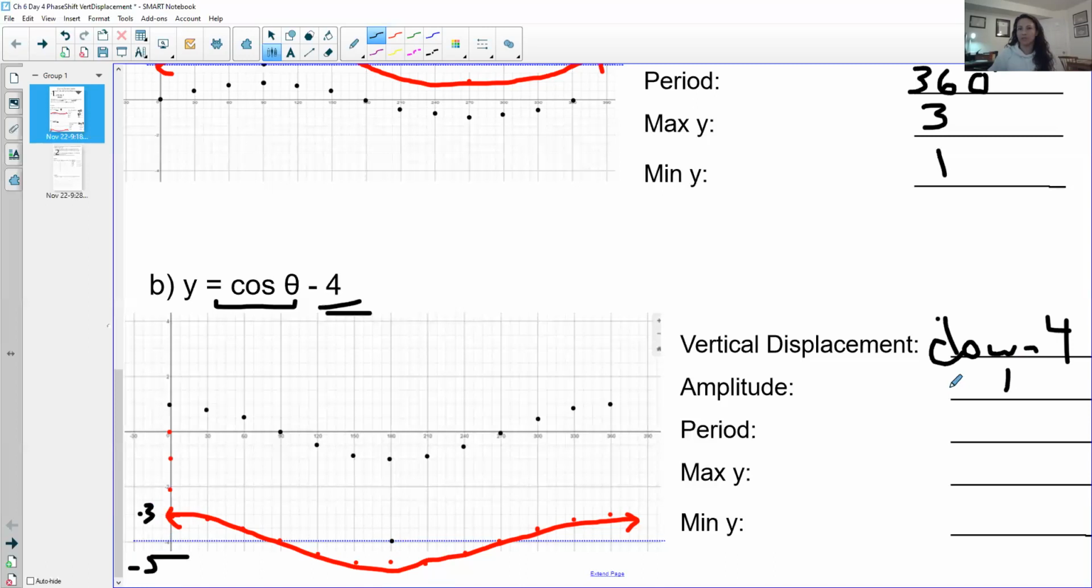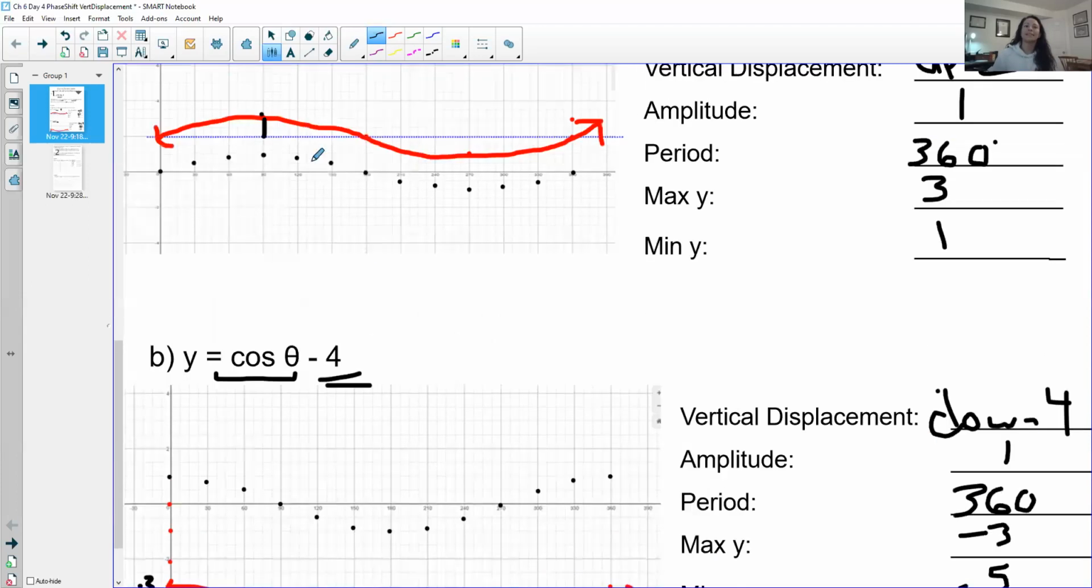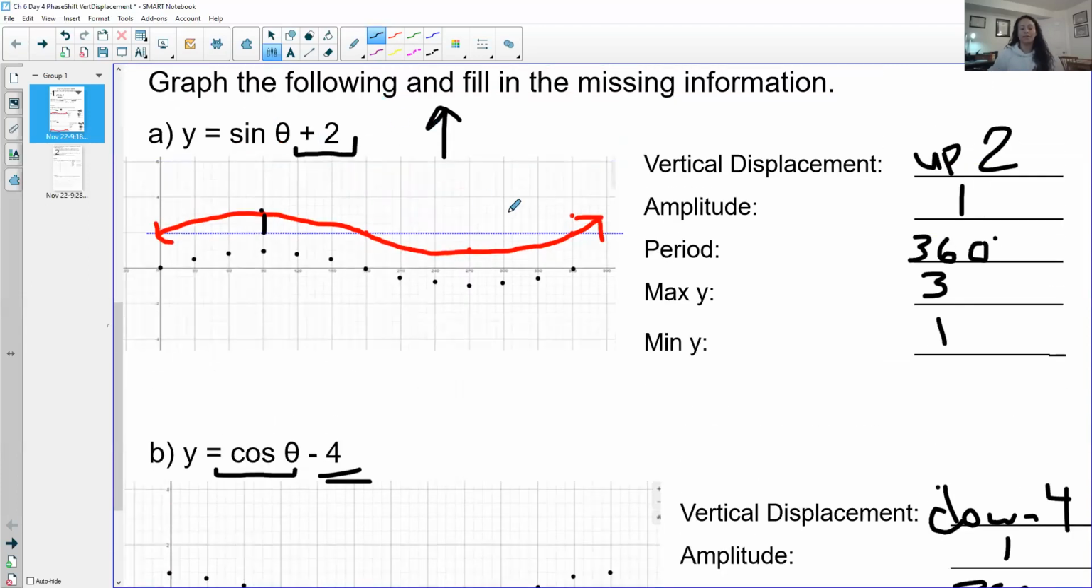That matches our amplitude. Okay, the period is the distance of your cycle. So we are going from 0 to 360 degrees because it has not been stretched or compressed at all. My maximum value is -3 and my minimum is -5. Okay, so graph your points. The values added after the theta, not included with theta on the outside, will either shift up or shift down. That goes straight back to chapter 1.